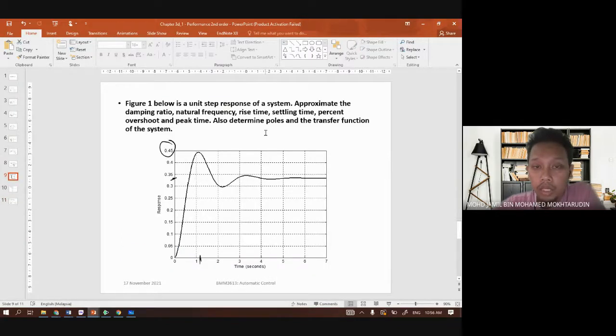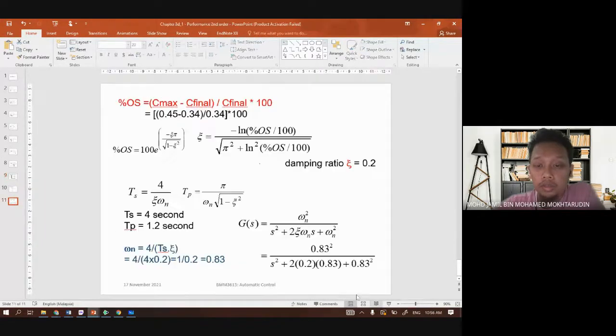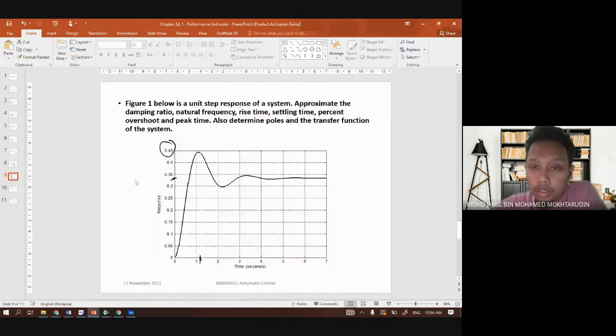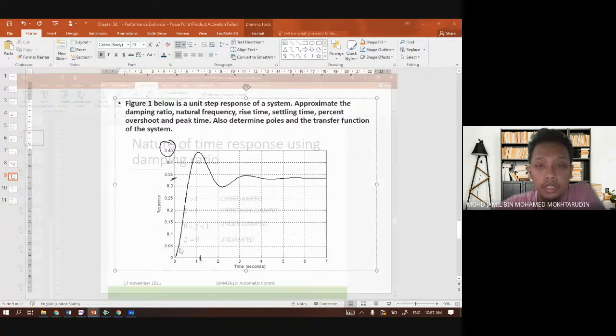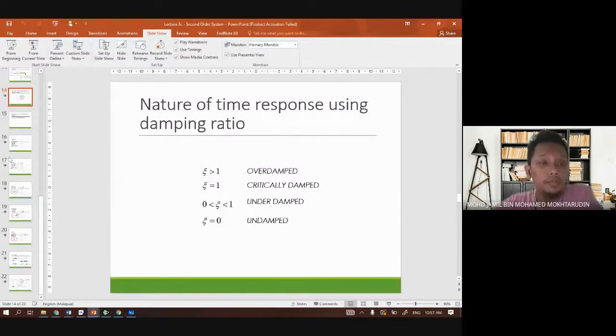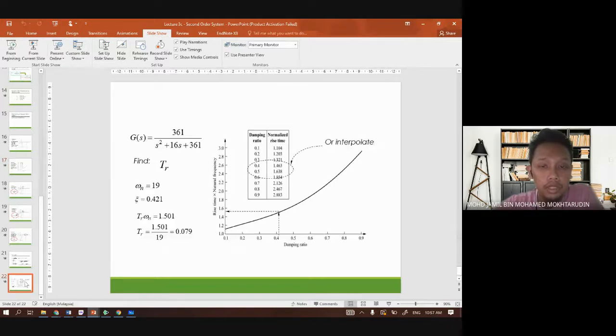And then the question also asks for poles. So for poles, you just solve this denominator, find s when the value equals 0. And then the rise time. For the rise time, you need to use the table, the table given in the slide just now. So you just use this table and use a similar method as this one.